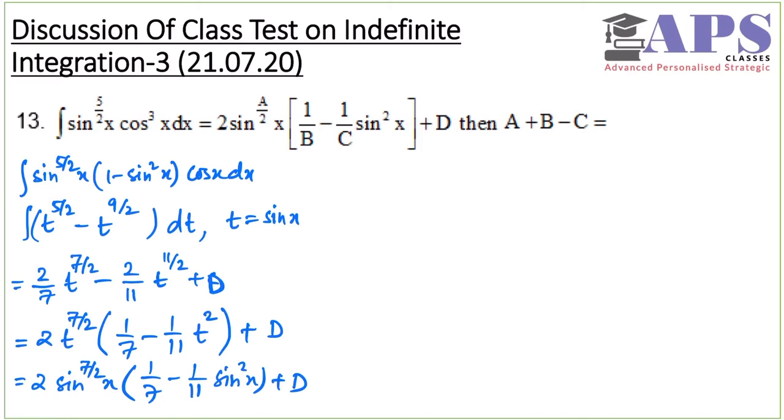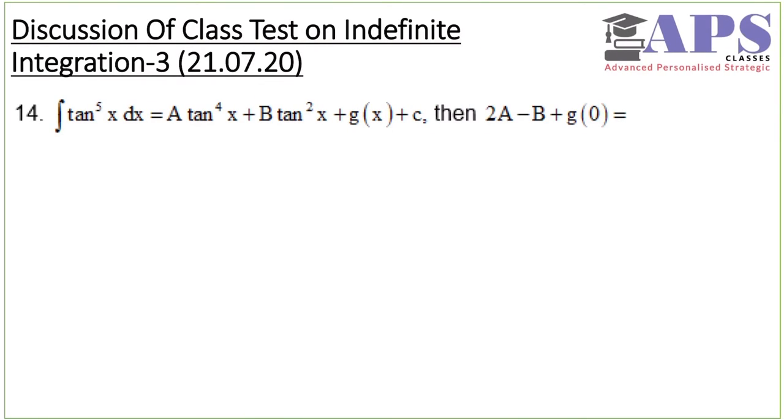So now if I compare it with the right hand side, we can see that our a value is 7, b value is 7, c value is 11. So a plus b minus c is 4. That is the correct answer here. Let us go to next question.